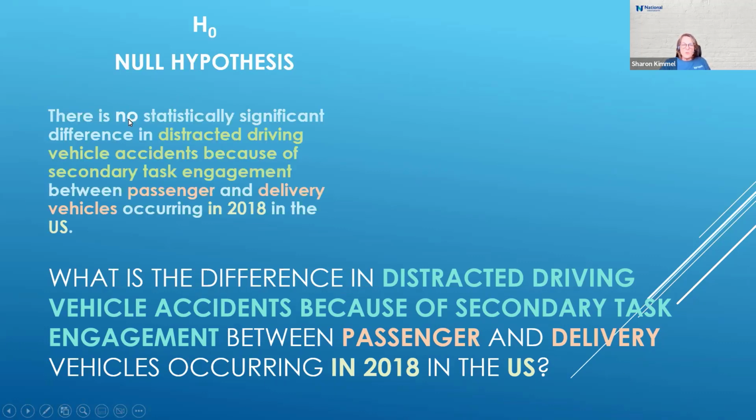There is no statistically significant difference. Null hypotheses usually begin with there is no statistically significant difference in distracted driving vehicle accidents because of secondary task engagement. This is where we identify the type of driving vehicle accidents between passenger and delivery vehicles occurring in, and we put some more parameters, 2018 in the US.